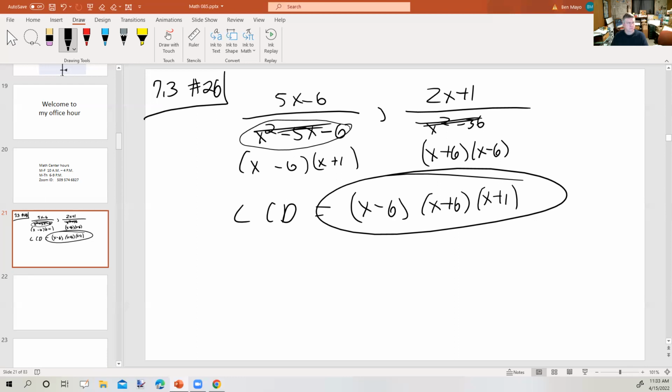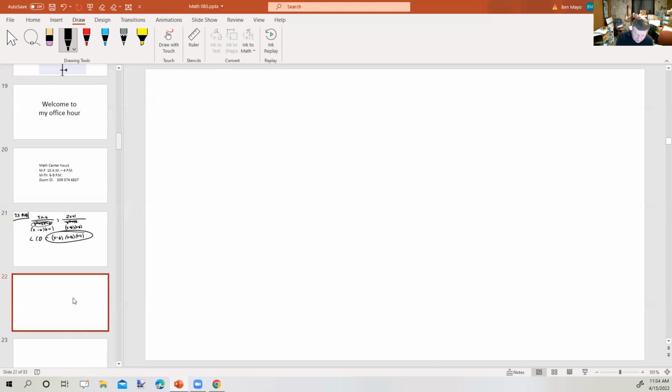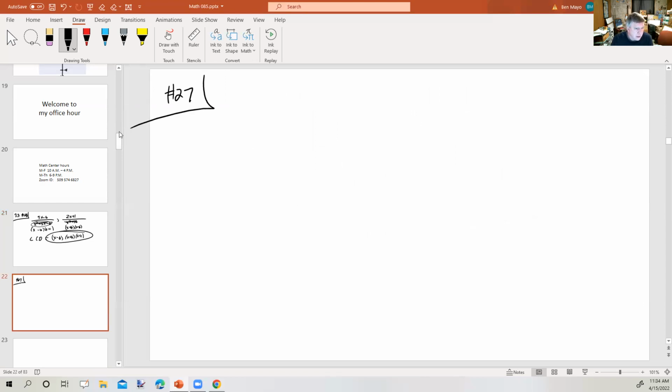I would like to get number 27. Okay. Find the LCD of the pair of rational expressions. So basically the same idea as the previous problem.